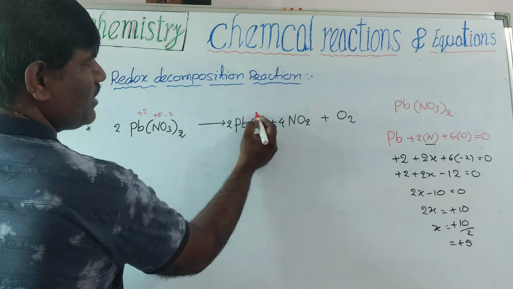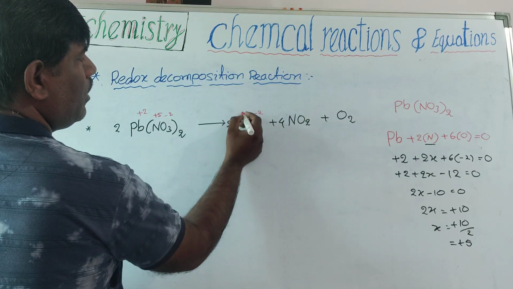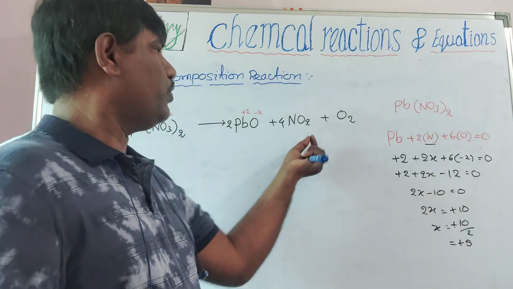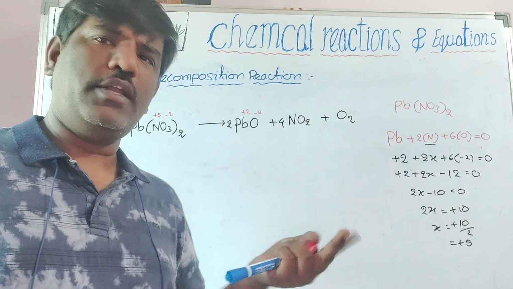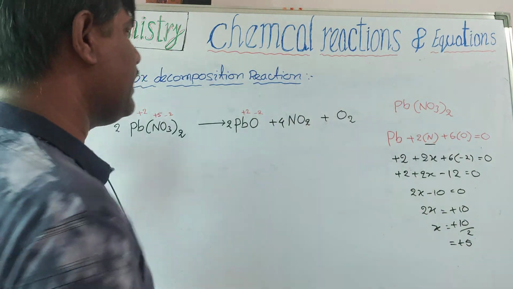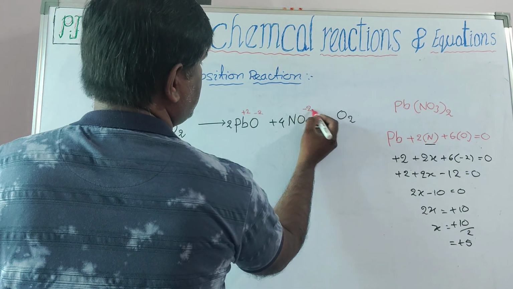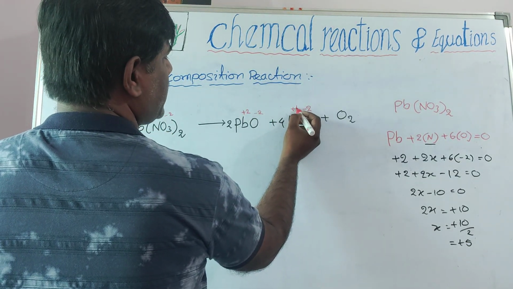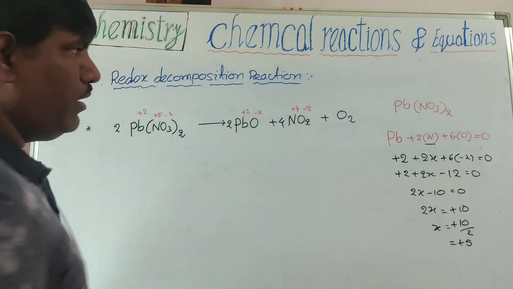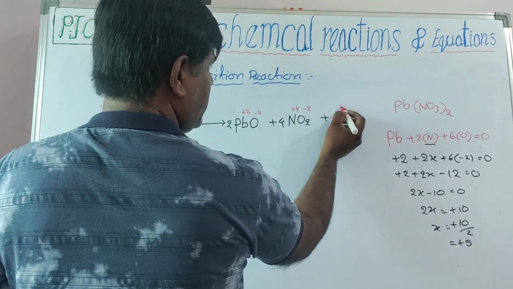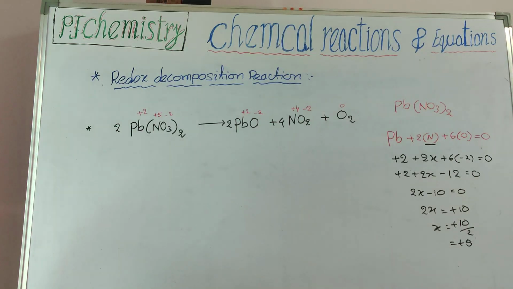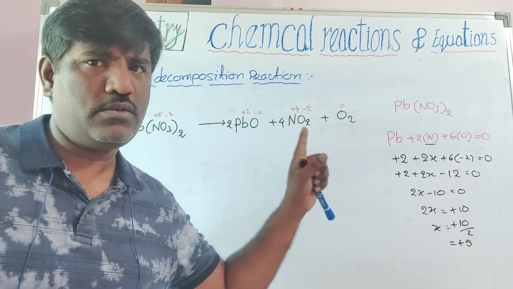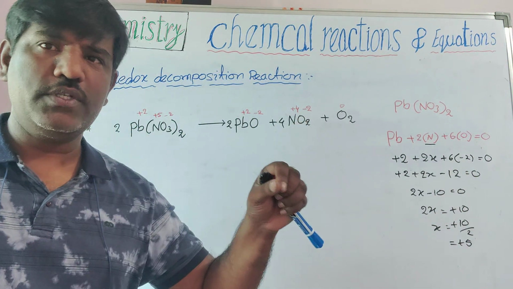Now lead oxide: oxygen gains 2 electrons from lead, lead loses 2 electrons. In NO2, one oxygen gains 2 electrons, two oxygens gain a total of 4 electrons, 2 into 2 is 4, from nitrogen. So nitrogen is plus 4. Oxygen here is an element, so 0, fixed. So indirectly, if at least one element is present on the product side, that will show a redox reaction.